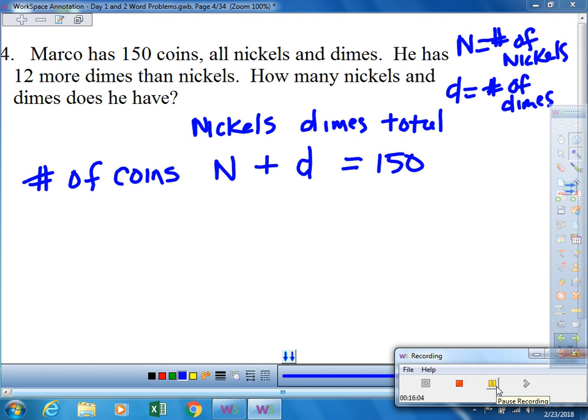So, do I have a value? No, I do not have a value, right? So when you don't have a value, you have a relationship between the coins. So, when you guys have a relationship, where do you go? You go to the park. And when you're at the park, what do you go on? You go on the teeter-totter.